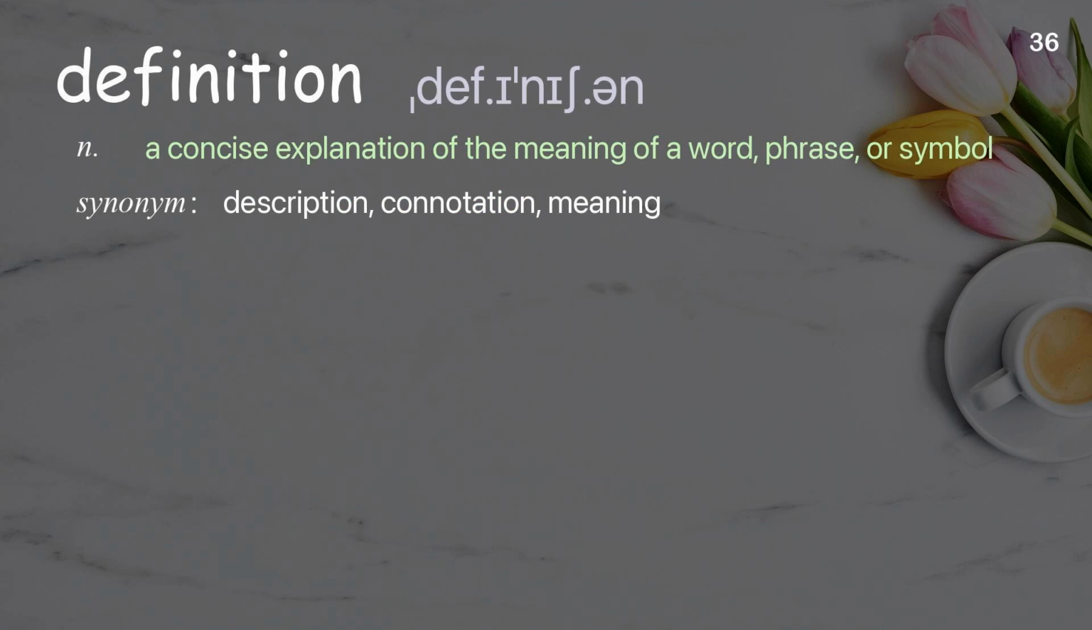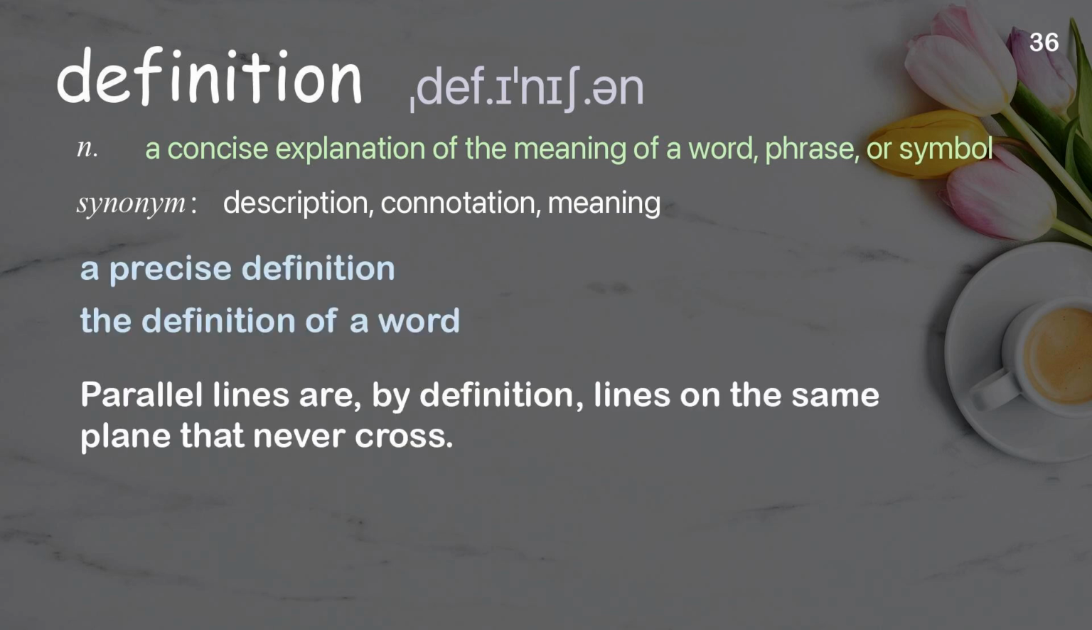Definition. A concise explanation of the meaning of a word, phrase, or symbol. Examples: A precise definition. The definition of a word. Parallel lines are, by definition, lines on the same plane that never cross.